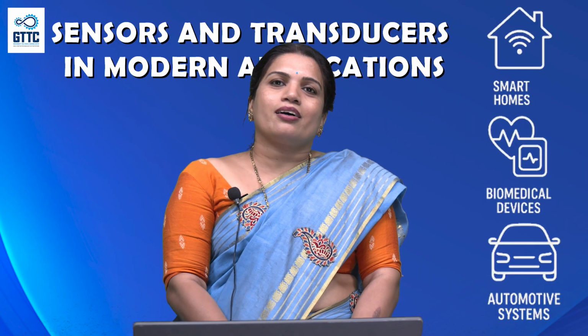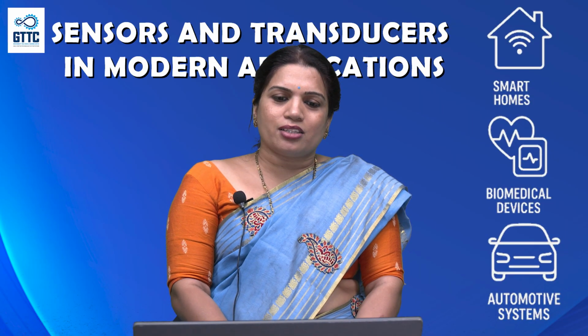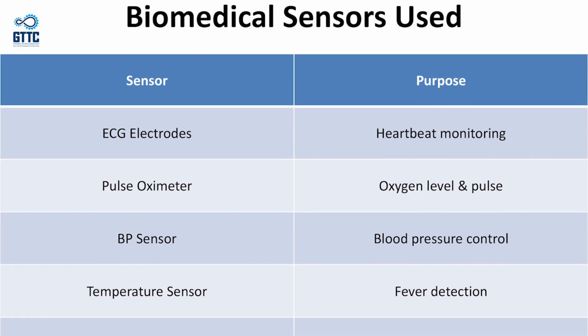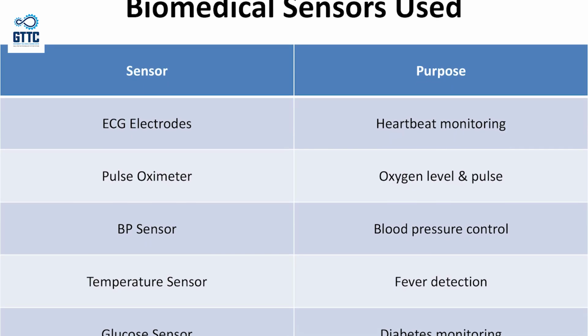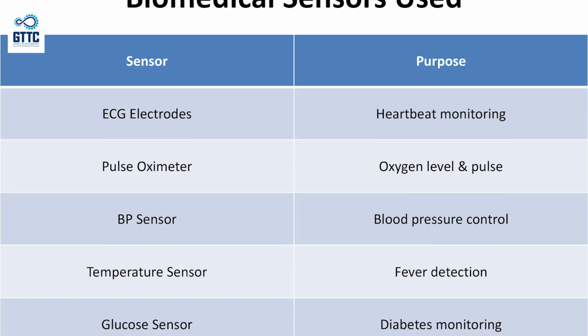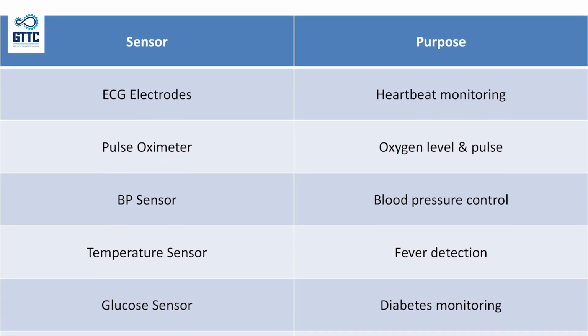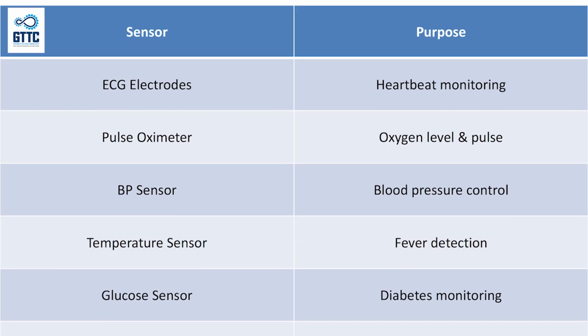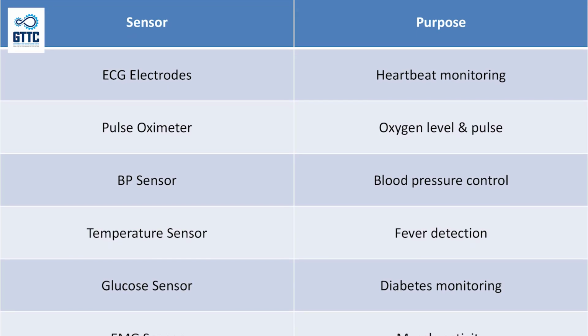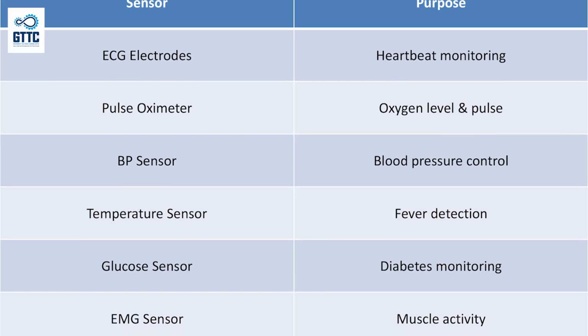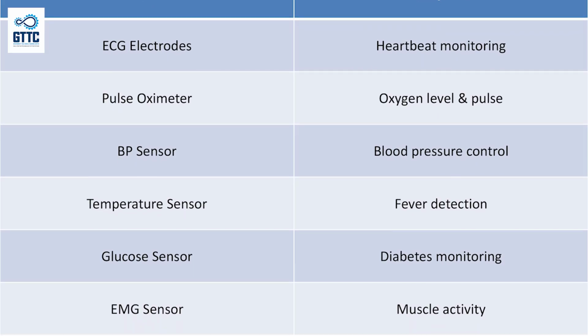Which sensors are we using in biomedical applications? Here is a list. ECG electrodes are used for heartbeat monitoring, a pulse oximeter for detection of oxygen level and pulse, BP sensors for blood pressure monitoring, temperature sensors for fever detection, glucose sensors for diabetic monitoring, and EMG sensors for muscle activity.